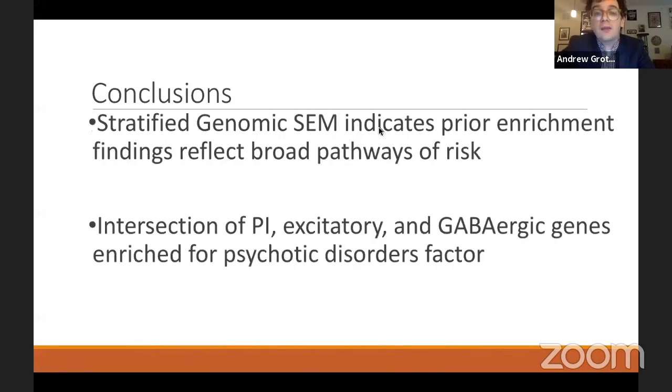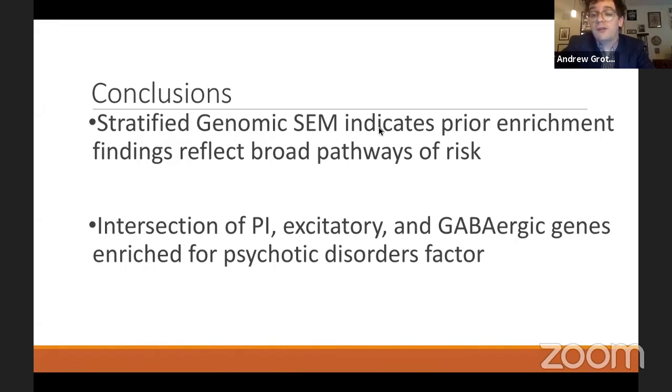And finally, we developed stratified genomic SEM to look at enrichment of pleiotropic pathways. And we find that for some of these brain cell subtypes that are described for schizophrenia, they might be conceptualized more as reflecting broader pathways of risk for these disorders that load on the psychotic disorders factor.